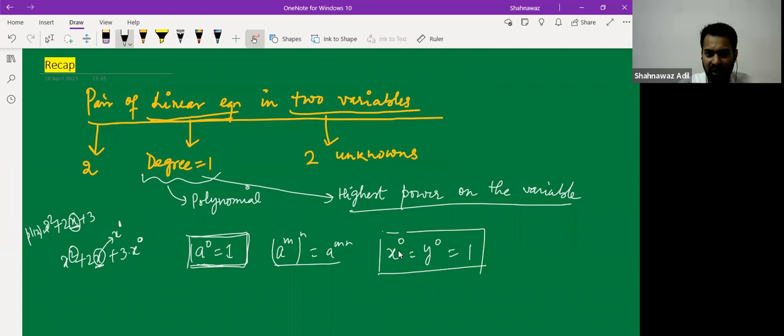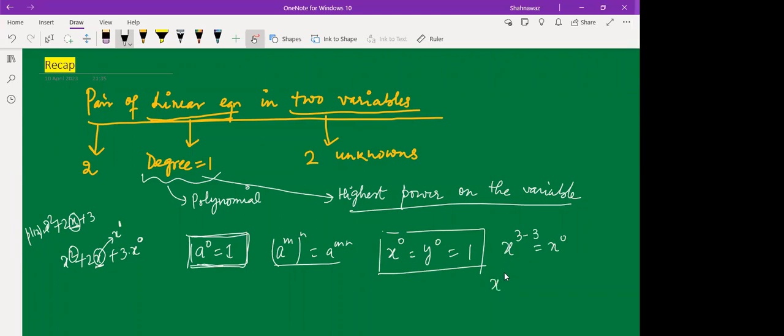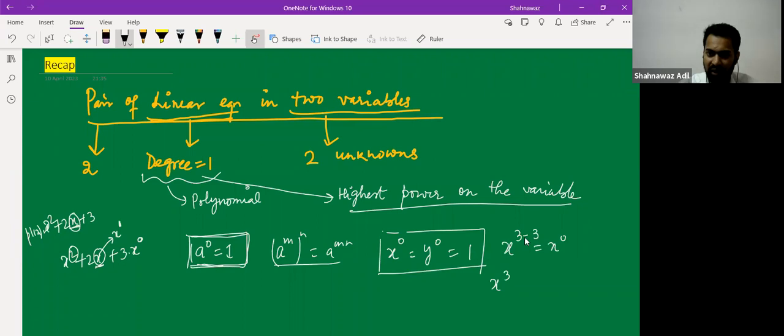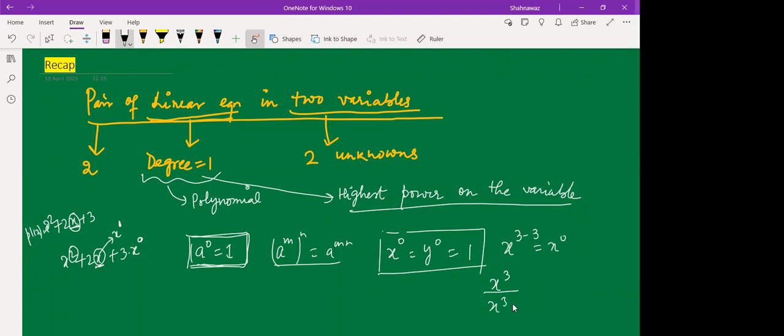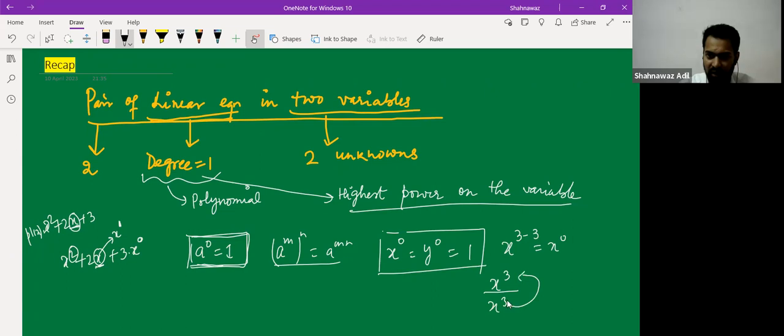We can prove this by saying that x^3 divided by x^3 is x^(3-3), which is x^0, right? And x^3 divided by x^3 we can write as a division. So this will be x^3 over x^3, right? So when this goes here, this will be minus 3. So that is why x^(3-3) is x^0. So this cancels, so this is 1, right? So that is why something to the power 0 is always 1. Understood?